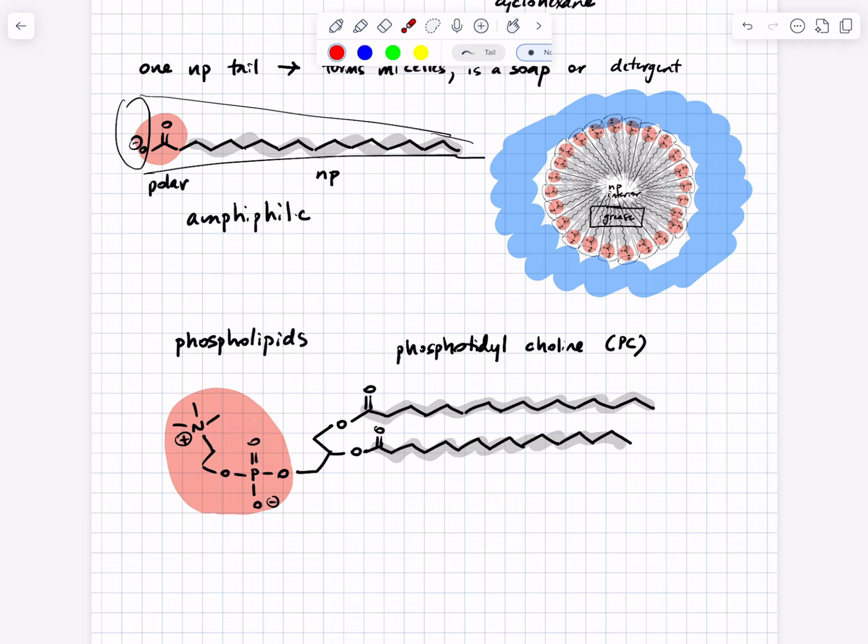In fact, if you want to do another experiment, take a jar with water and vegetable oil in it, then take an egg and crack it and beat it as though you were going to scramble it. But instead of scrambling it, just pour the scrambled egg into the oil and water mixture and shake it up, and you'll see that it doesn't separate very quickly. It forms what's called an emulsion because the phospholipids in the egg help the water and the oil mix. They sort of bring them together.